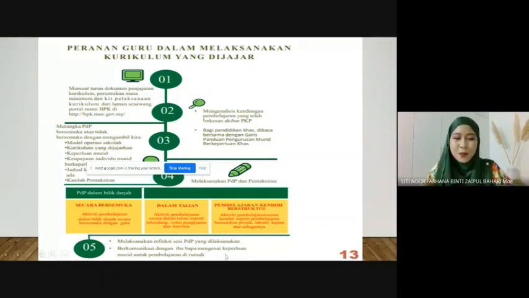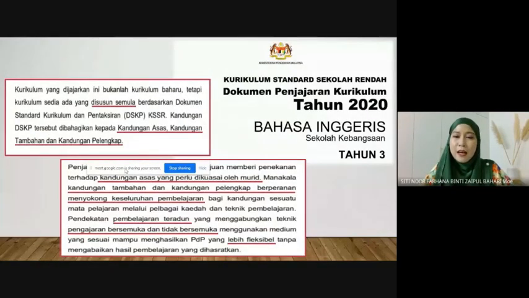All right, so next, I'm moving into the DPK, Dokumen Penjajaran Kurikulum, Bahasa Inggeris Tahun 3. So these are excerpts taken from the kata aluan. This is not a new curriculum, this is the very same curriculum. It's just that it is disusun semula, reorganized, and categorized into kandungan asas, which is compulsory for the students to master, kandungan tambahan, and also kandungan pelengkap.